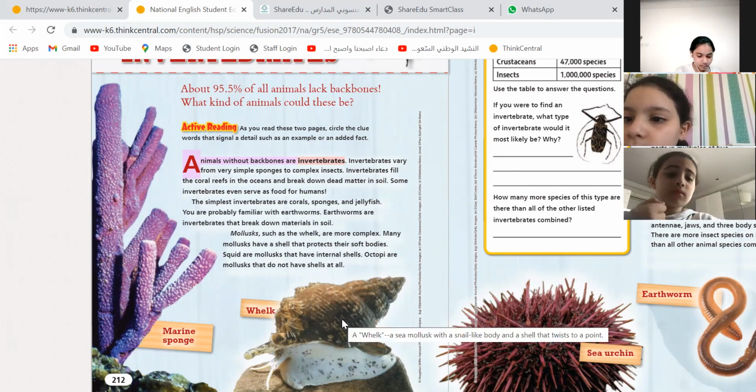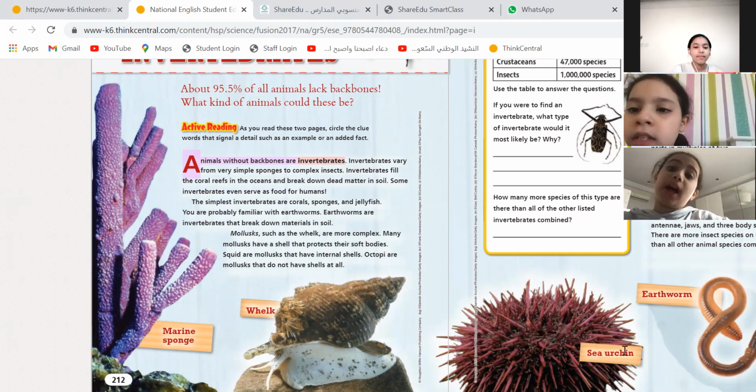But how can I classify it? Is it a vertebrate or an invertebrate? Invertebrate. Of course, invertebrate. What about a sea urchin? Look at the sea urchin.